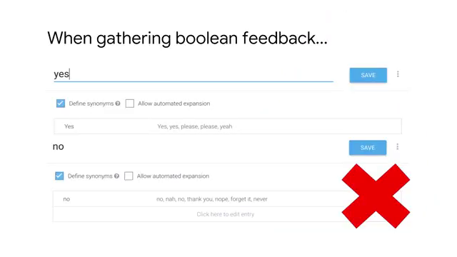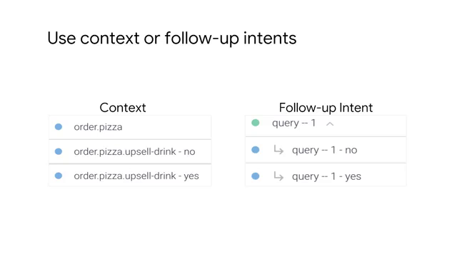As we saw in the previous video, sometimes we might want to collect positive or negative feedback from the user. When doing that, instead of creating entities that match yes or no, for example, use context or follow-up intents instead. These intents can, in turn, have the training phrases reflect the negative or positive expressions accordingly. Follow-up intents will carry the context automatically when created.